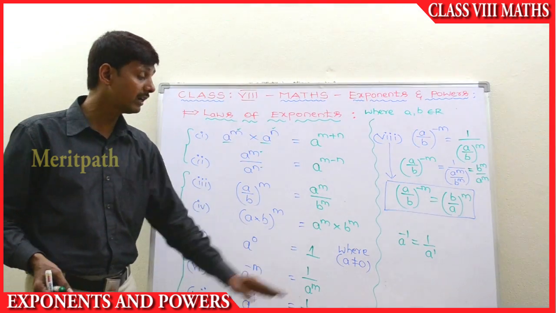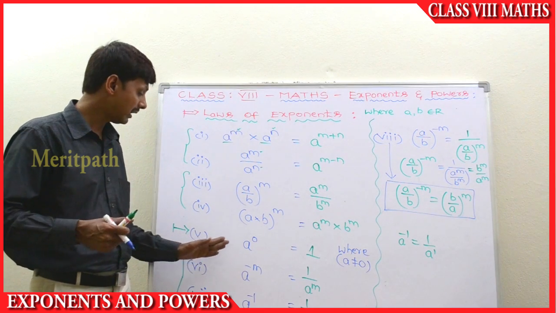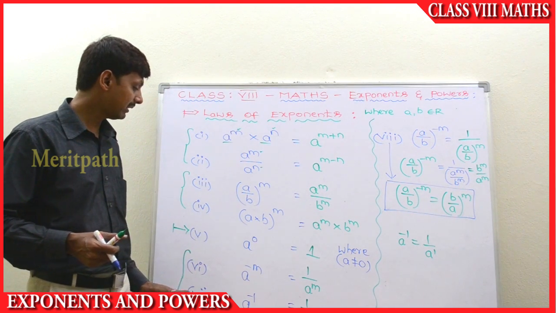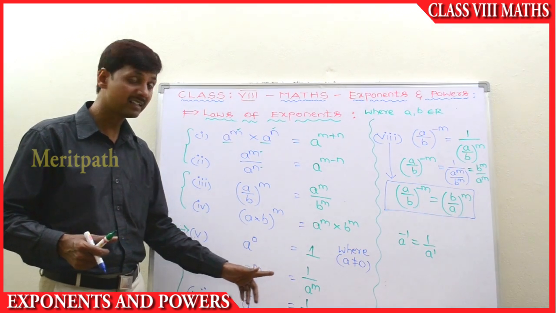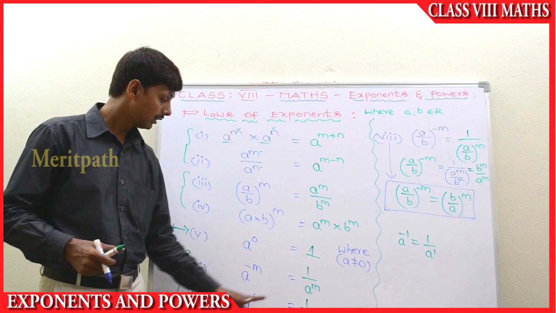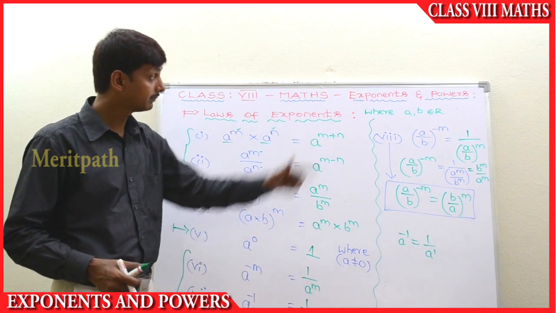And this is a unique one. a power 0 is 1, where a is not equal to 0; we can take any number other than 0 as a base. So 6 and 7 have a similar relation. a power minus n is equal to 1 by a power n. So a power minus 1 is equal to 1 by a power 1.